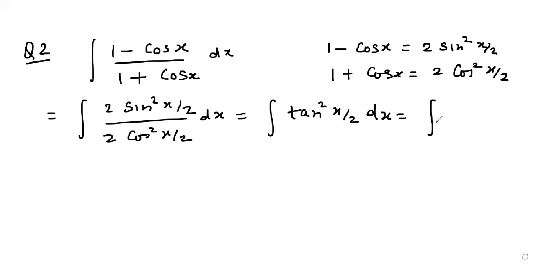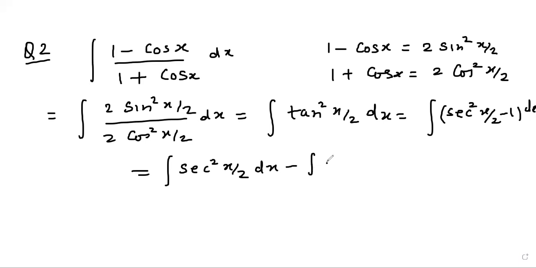That can be written as integration sec square x by 2 minus 1 dx. So integration sec square x by 2 dx minus integration dx. So here we can put let x by 2 equal to t, from where 1 by 2 dx equal to dt, or dx will be 2 dt.